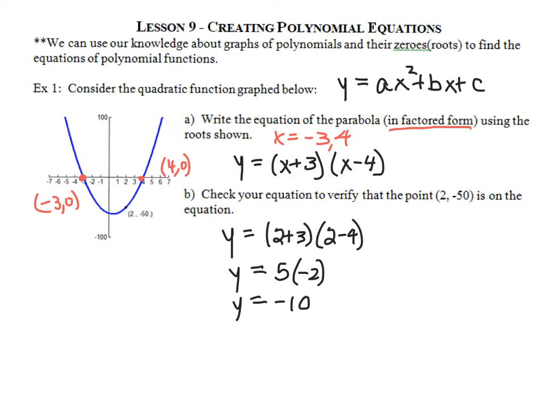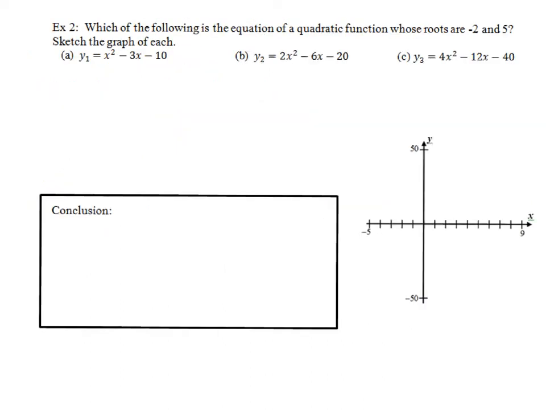So let's take a step back and look at example number 2, where we talk about the roots of quadratic equations, and then we'll come back and examine exercise number 1 again. So in example 2, we have 3 different equations that we want to find the factored form of. So it says, which of the following is the equation of a quadratic whose roots are -2 and 5?